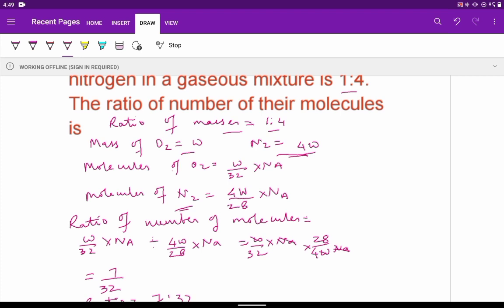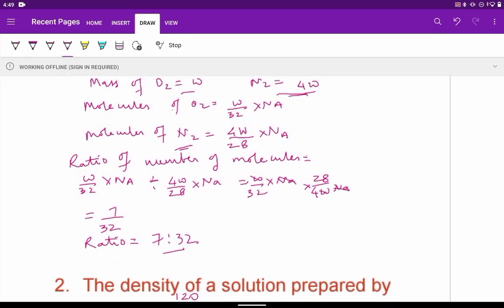So the ratio of the number of molecules will be W by 32 into Na, divided by 4W by 28 into Na. So it just gets reversed when you divide. It will be W by 32 into Na into 28 by 4W into Na. Na gets cancelled, W cancels. So it is 28 by 32 into 4. So 28 by 4 is 7, divided by 32. So the ratio will be 7:32. I hope you understood. Next question.